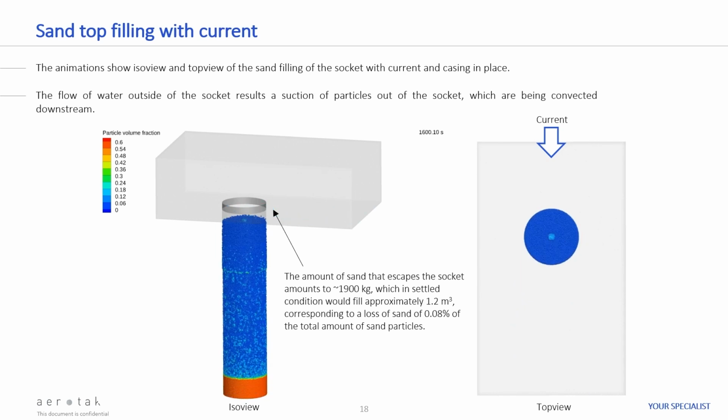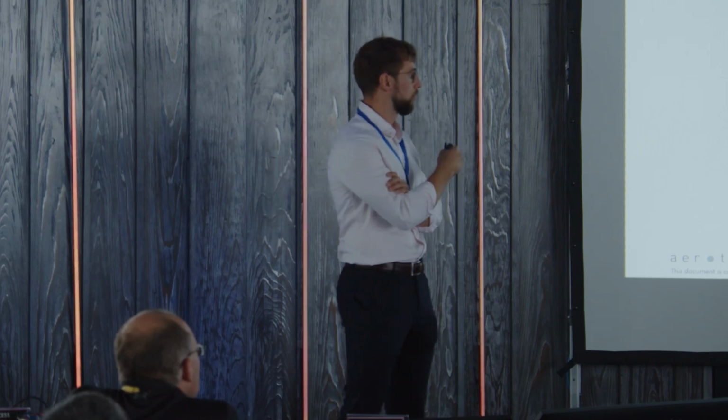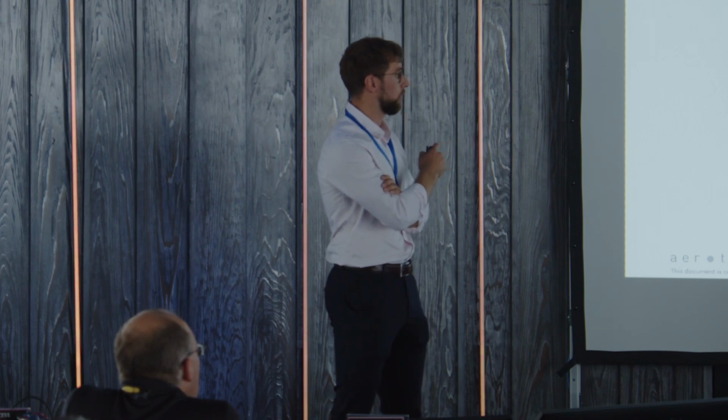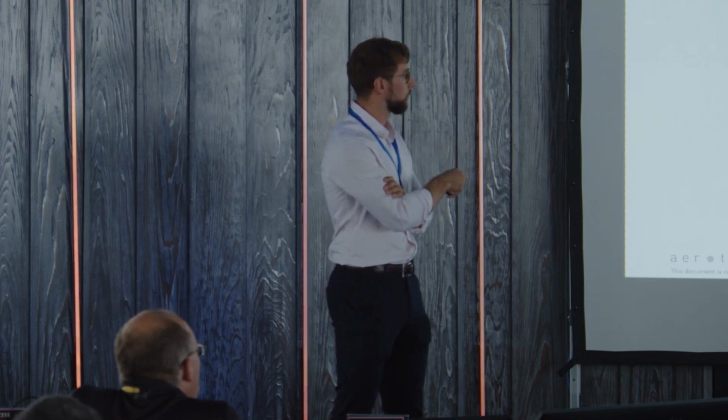The amount of particles that we're losing, we could then evaluate using Barracuda and Tecplot, which amounts to about 2 tons. That sounds like a lot, but it's actually a fairly small percentage compared to the amount of sand that we're putting into the system. So this was actually acceptable for our customers.